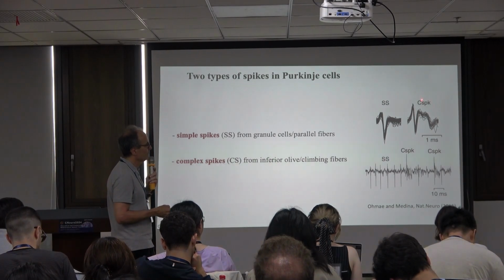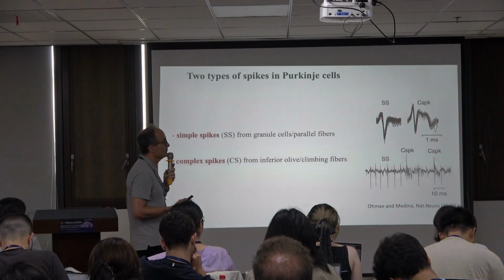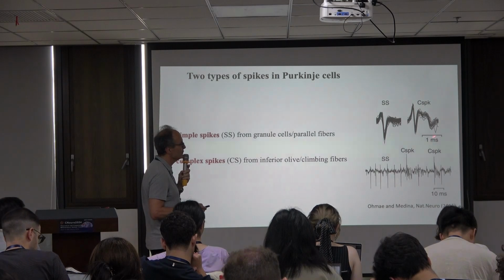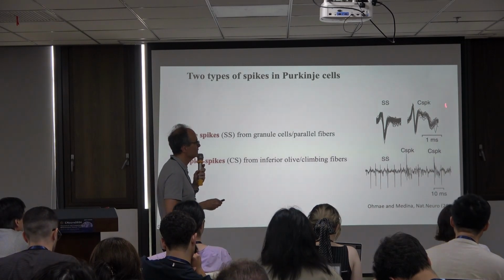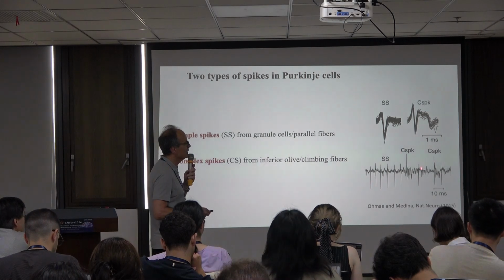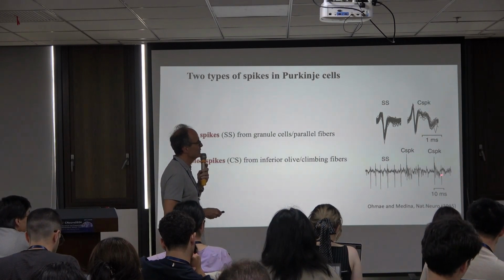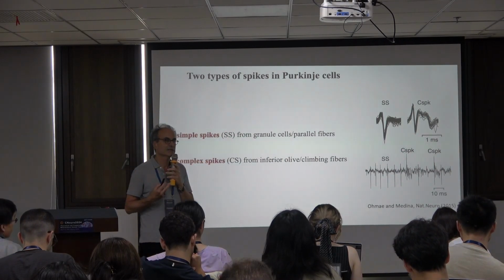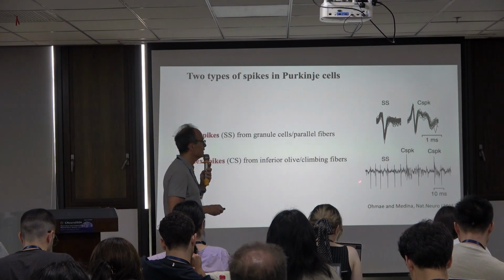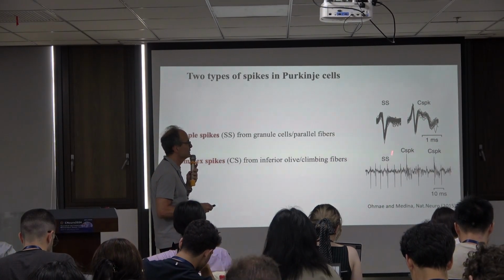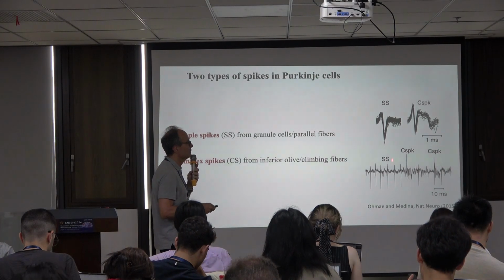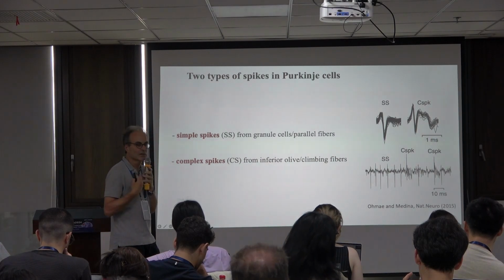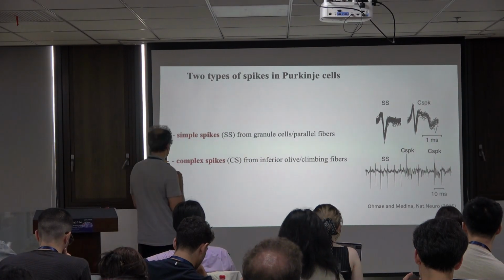And so if you have input from the climbing fiber, you have a very different form of spike, a much fatter spike that's called a complex spike, and that you can recognize in extracellular recording like here. So in each Purkinje cell, this central cell of the cerebellum, you have two kinds of spikes, the simple spike and the complex spike, and you can recognize them when you do electrophysiological recording.